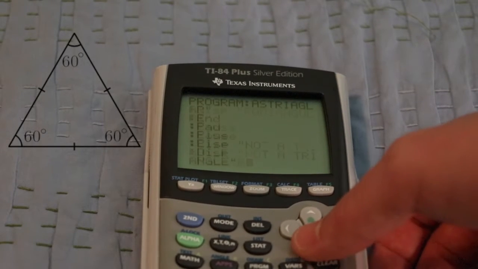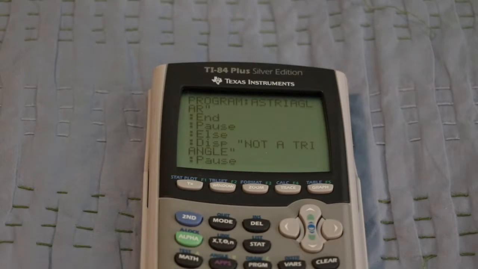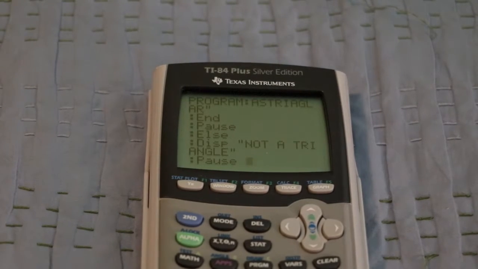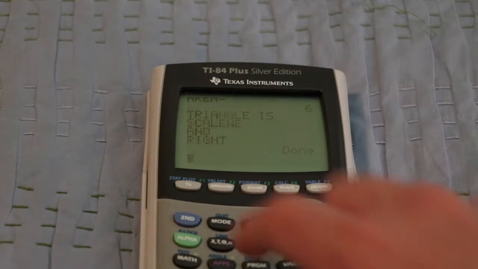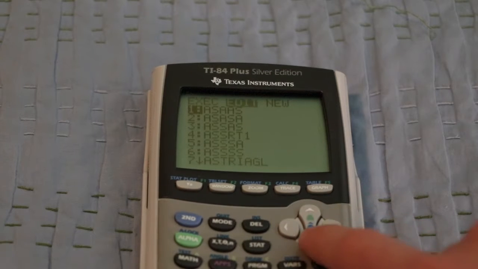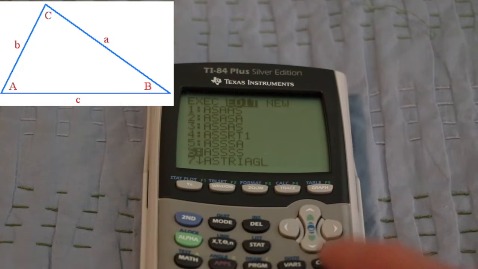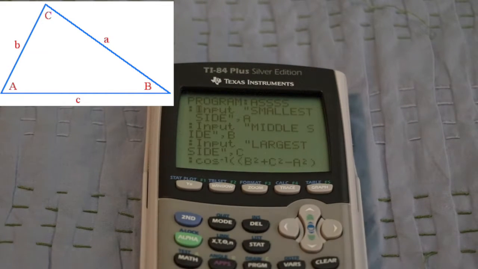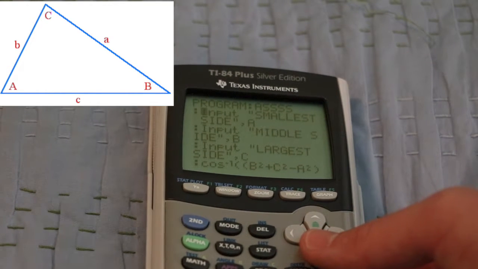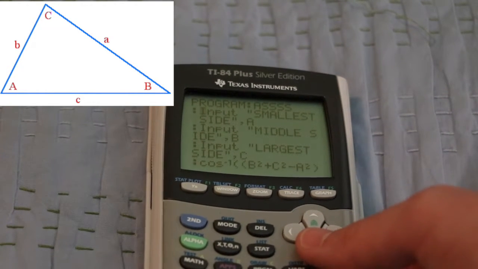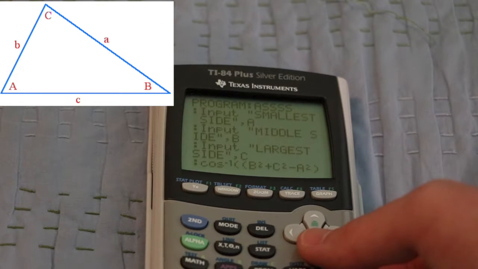That ends our greater if statement asking if the triangle exists. And if the triangle does not exist, we have an else statement saying not a triangle. So, let's quit out of this and go to the program. We're going to show you that SSS program that I talked about. So the first part inputs the smallest side. We're asking for the smallest side so that we know which is going to be the smallest angle. We ask for the middle side, and then we ask for the largest side.